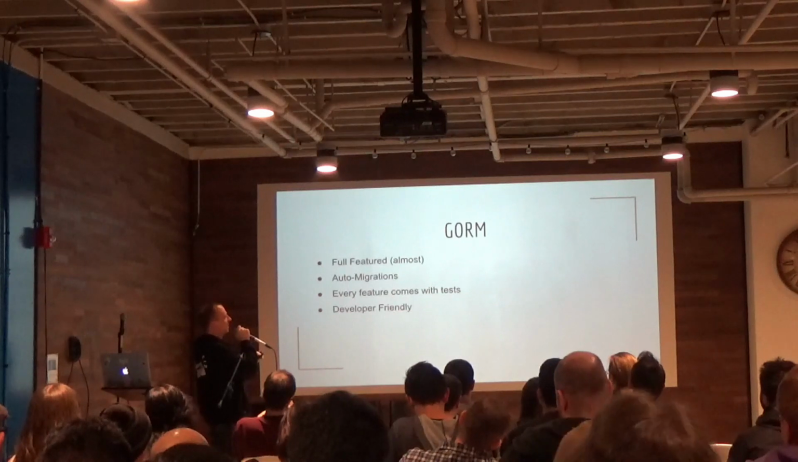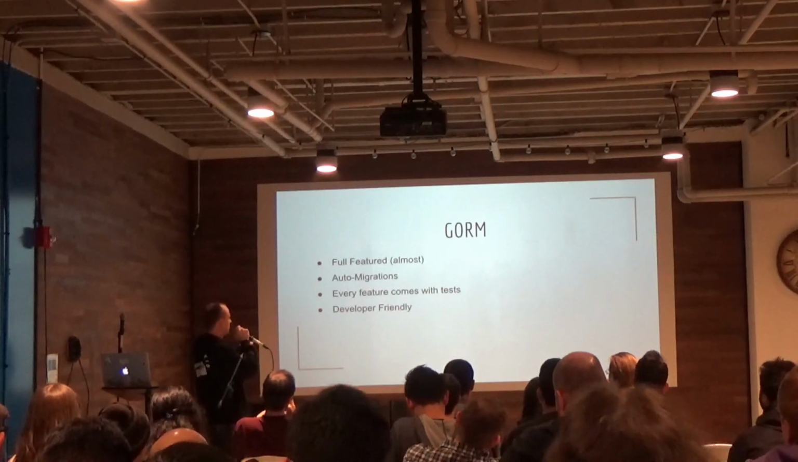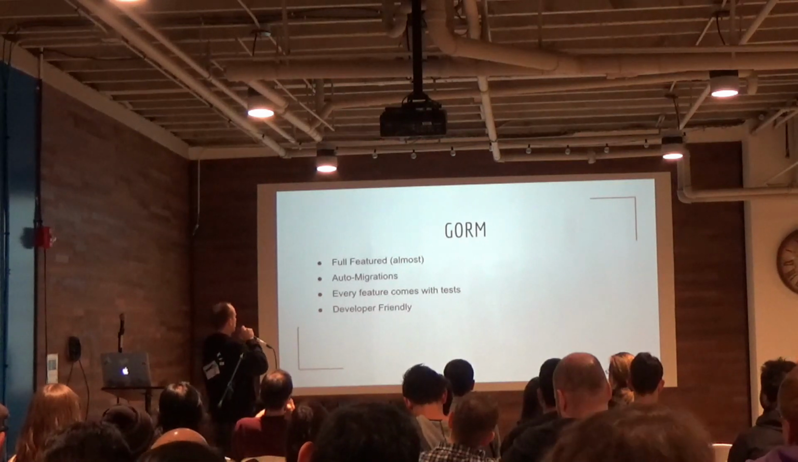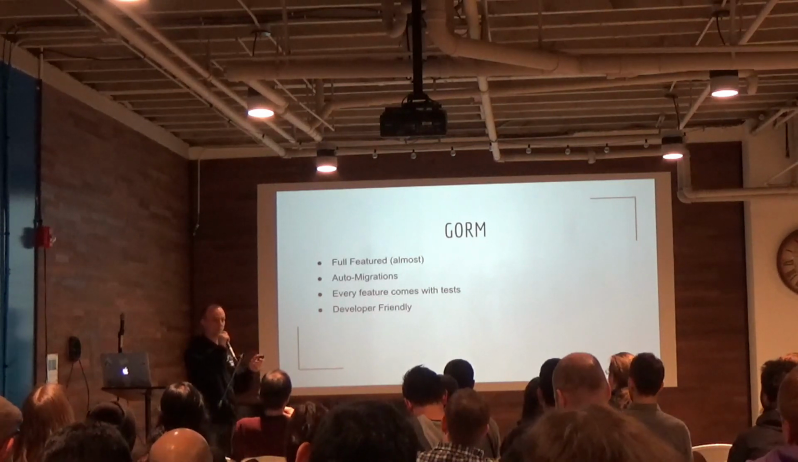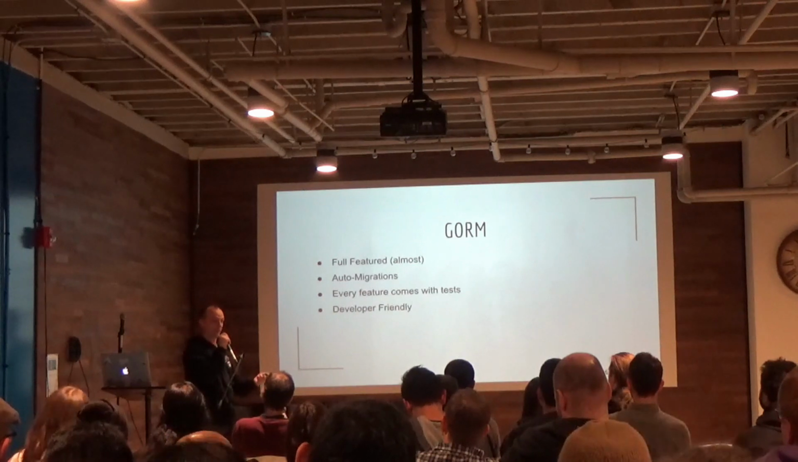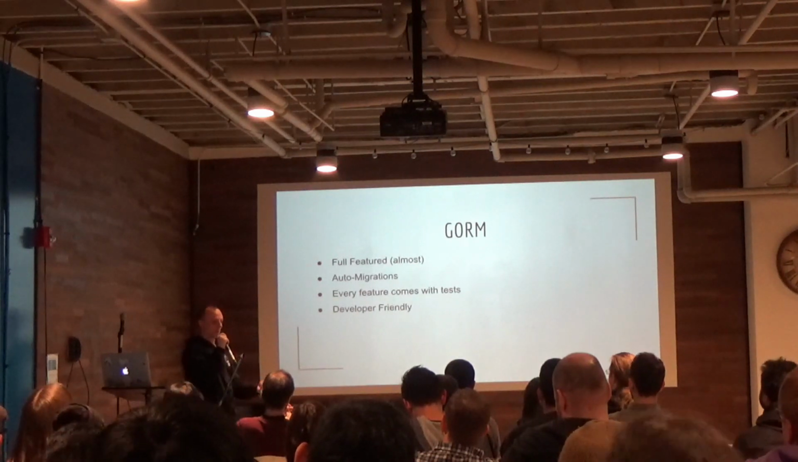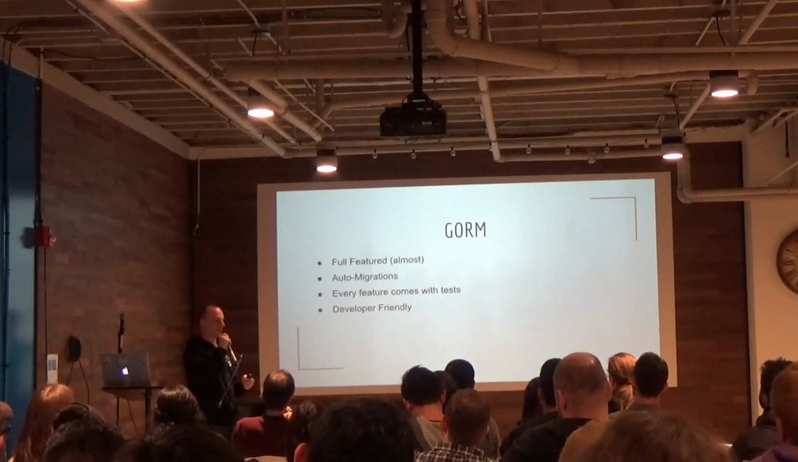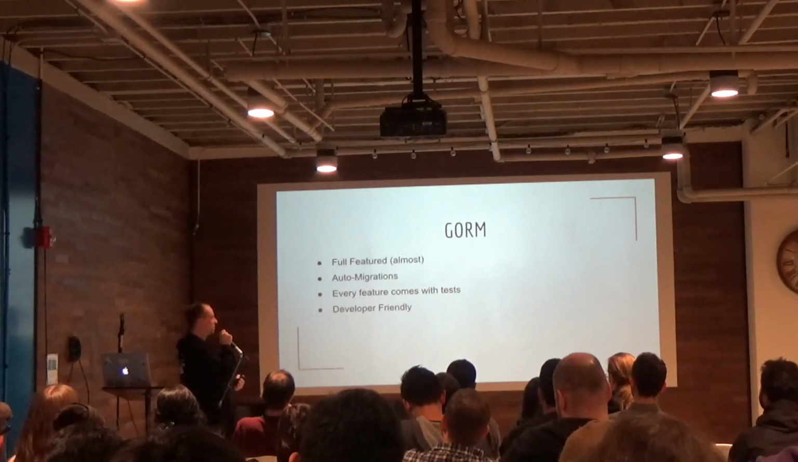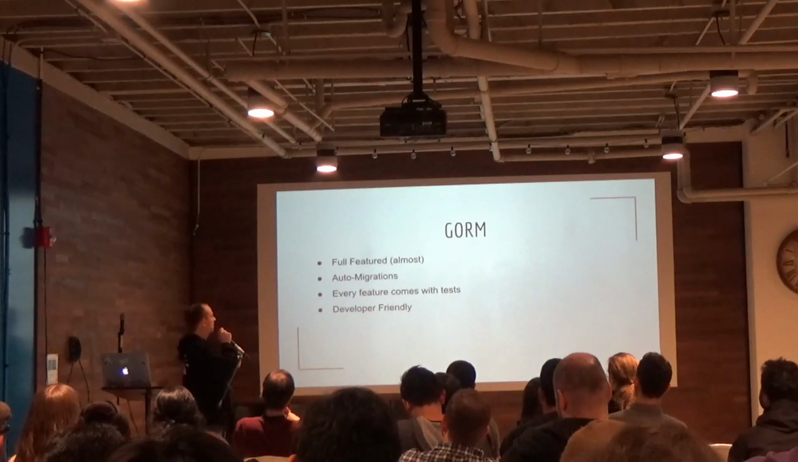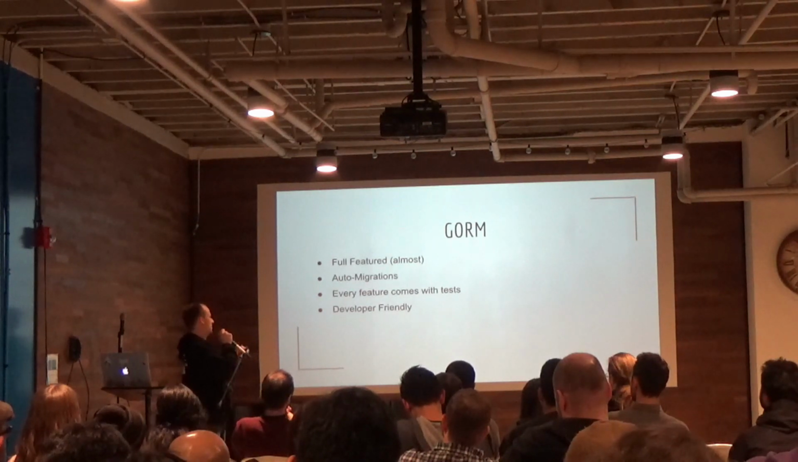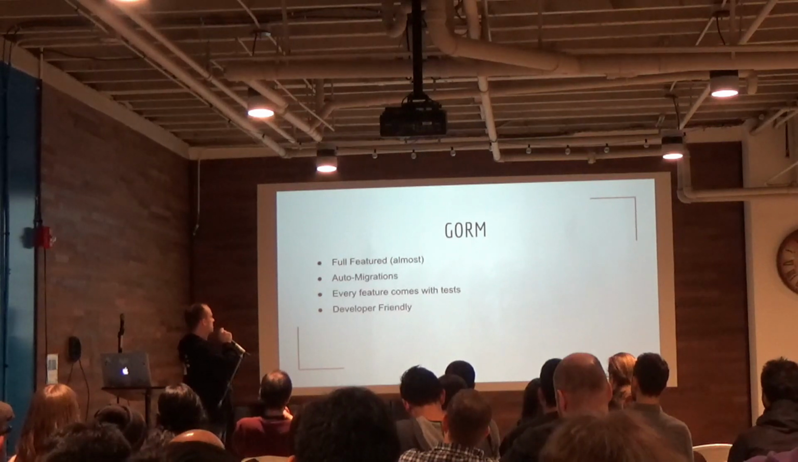So these are just a few of the key features that I picked out. Full featured, almost. That's going to be important later. Auto migrations. This is really useful, especially when, as I said, you're starting a new app. Your models might change a lot. You might realize you need a datetime or something new, or you might want to change a data type. So having to do that yourself is kind of a pain. Gorm makes it pretty simple. Fully tested and developer friendly, which is great to hear.